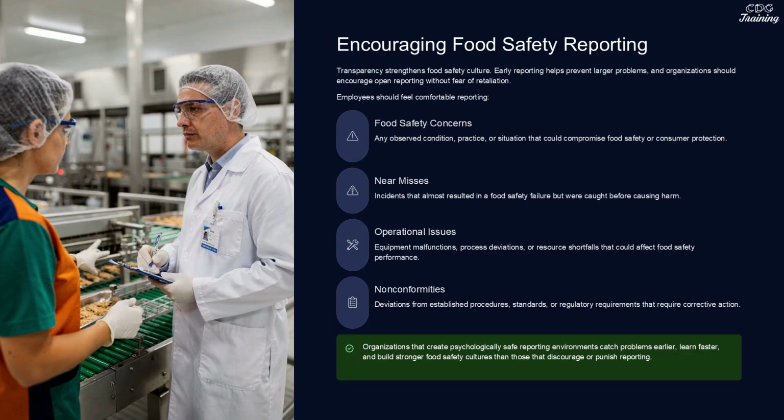Transparency strengthens food safety culture. Early reporting helps prevent larger problems, and organizations should encourage open communication for effective reporting. Employees should feel comfortable reporting food safety concerns, near misses, operational issues, and nonconformities. By fostering a culture of transparency, organizations can build stronger food safety cultures and prevent issues before they escalate.